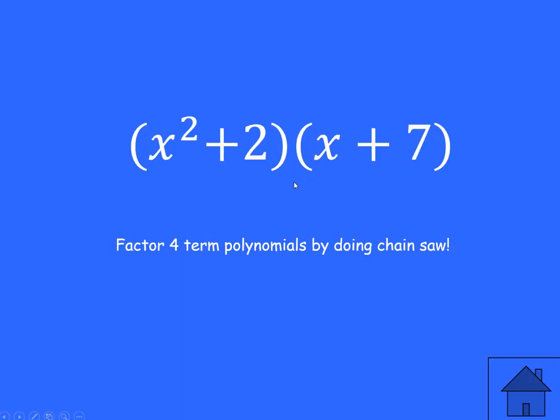There it is. That's a four-term polynomial. Anytime you have a four-term polynomial, you're going to factor by chainsaw. Correct answer comes out to be x squared plus 2 times x plus 7.